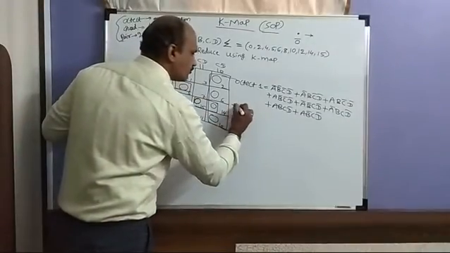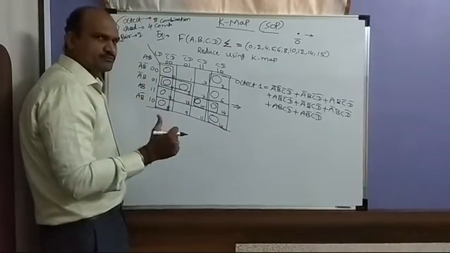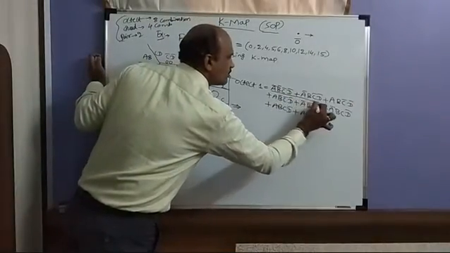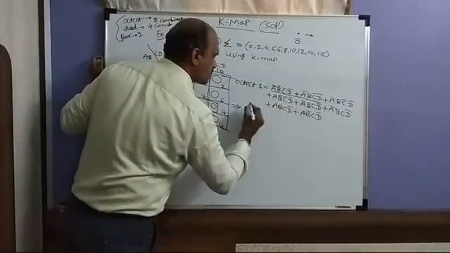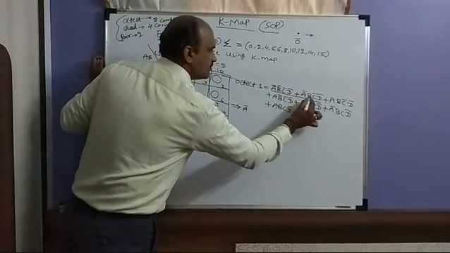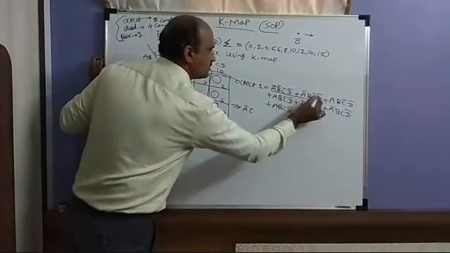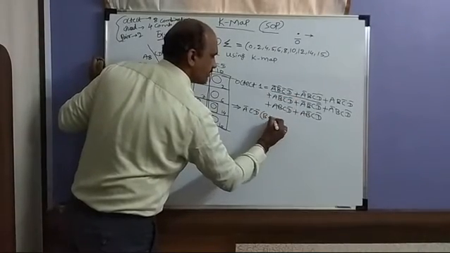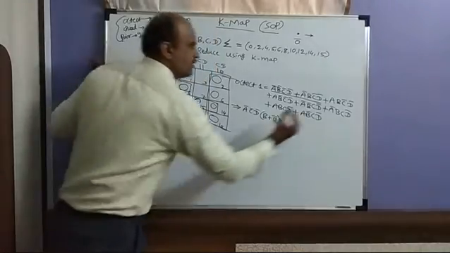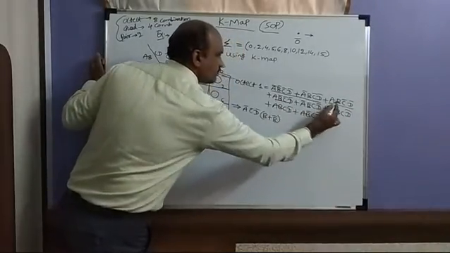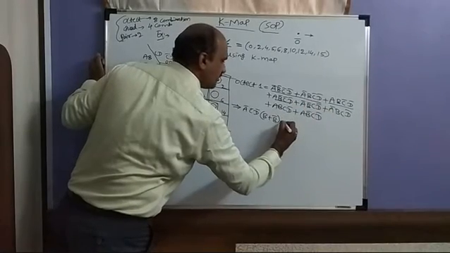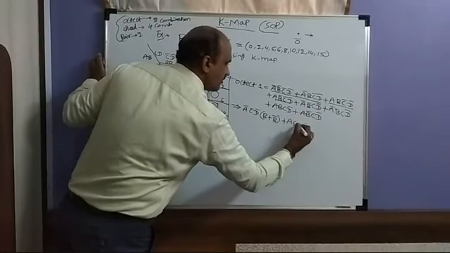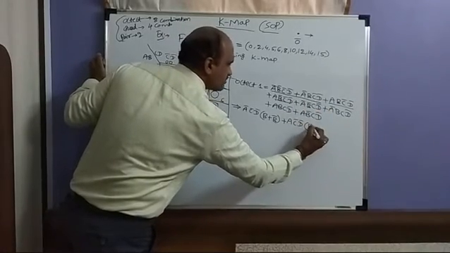Now what you have to do? Whatever is common, which are similar, you have to remove. Take these two. In these two, which is common? A bar is common, C bar is common, D bar is common. Remained is D plus D bar, and D plus D bar becomes 1. When you take this one and this one, A is common, C bar is common, D bar is common. Remained is D plus D bar.